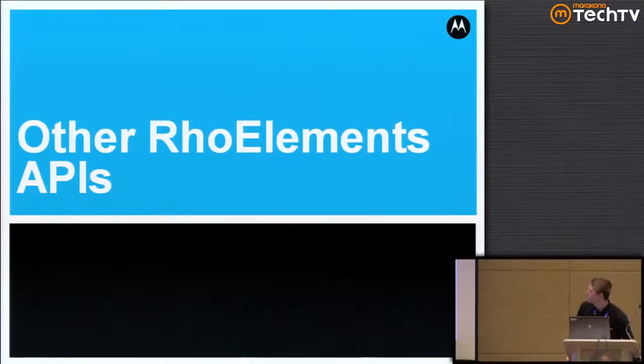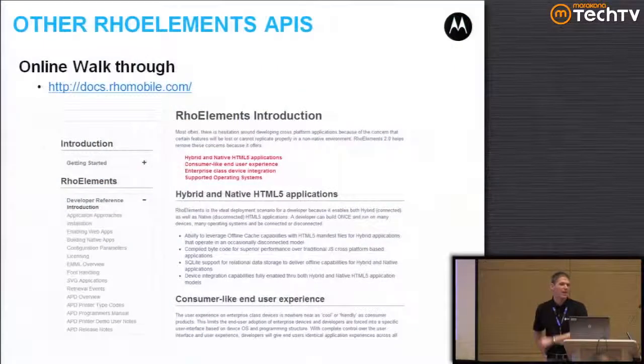Excellent. Okay, so other RhoElements APIs. You've seen scanning. You've probably seen scanning to death because that's what we always use as the example. It's what I know Rob was using yesterday in his presentation. And whenever you talk to anyone at Motorola, they'll always pull out scanning because we call it our bread and butter on the team. Because that's what it is. That's why we're here, because we're selling scanners and software now.